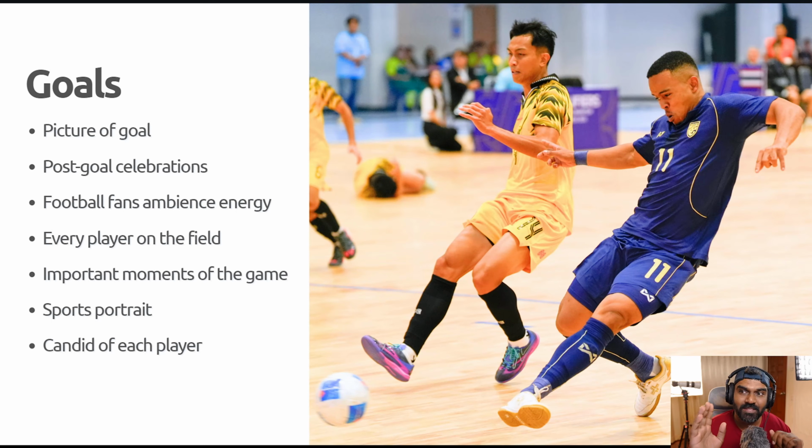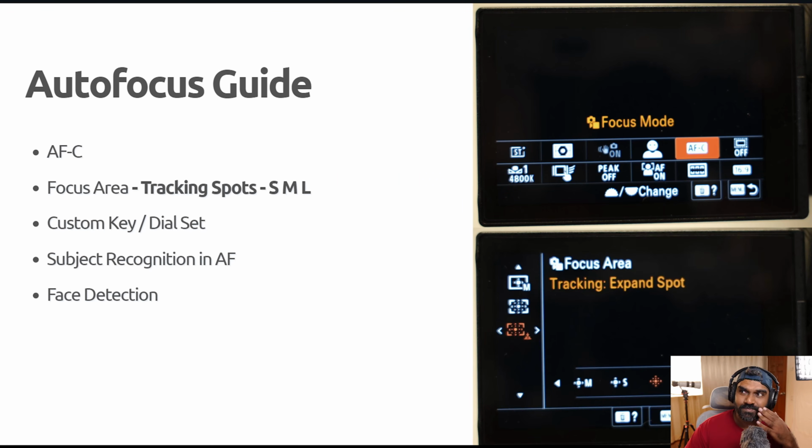Each of these moments should be in your brain so that you can anticipate when certain things are going to happen. Sports portraits. Whenever you find somebody, covering each person is different, and each person's portrait should also be taken. That's also something important, a candid of each player. Of course, if you're in the situation, you will probably figure this out, but don't forget, right? So these are the goals that you need to remember.